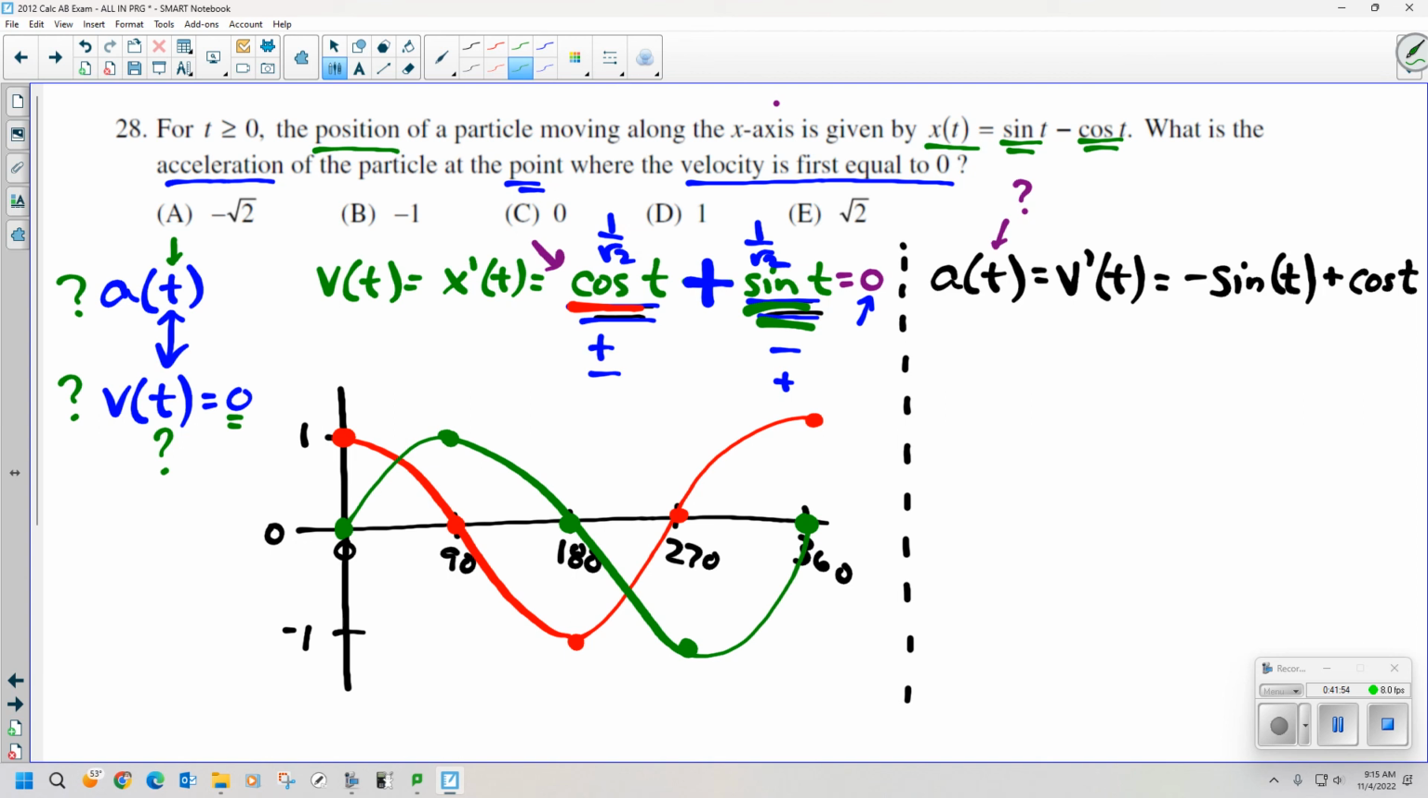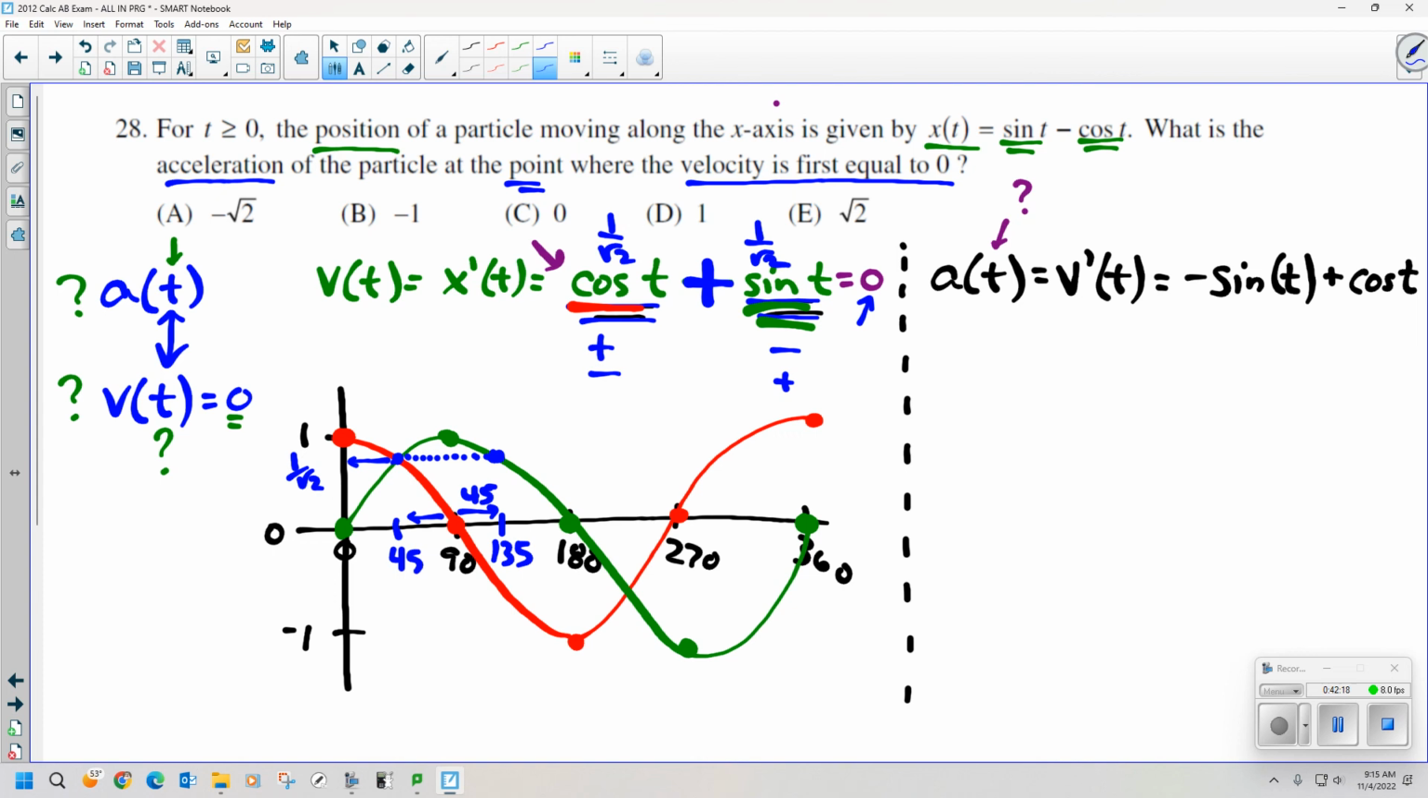Now, I know they're the same at 45, which is right here, where they're both 1 over radical 2. Instead of going this way 45, I'm going to go this way 45 degrees. So 90 and 45 is 135 degrees.